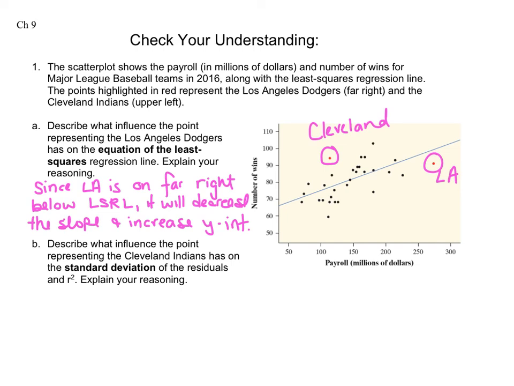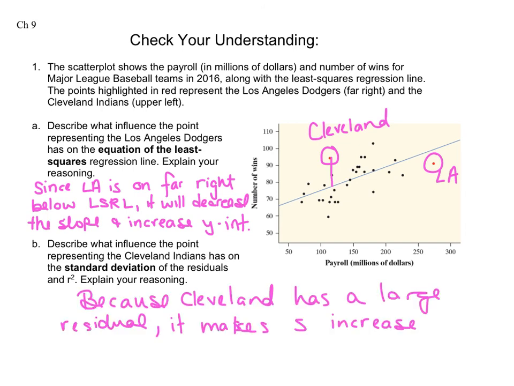Secondly, describe what influence the point representing the Cleveland Indians has on the standard deviation of the residuals and r squared. Okay, so this as an outlier is far away from the model. So the magnitude of that residual is big. So what's that going to do? It's going to increase the standard deviation of the residuals.